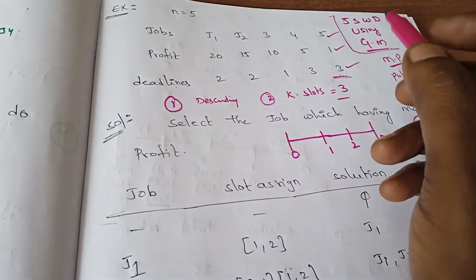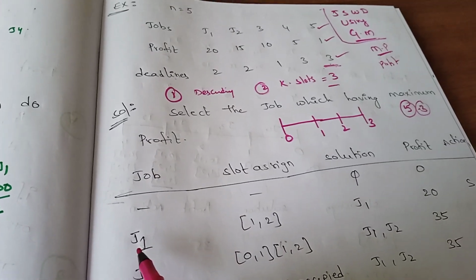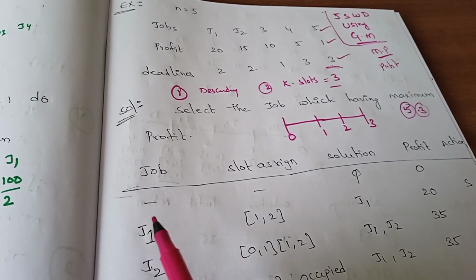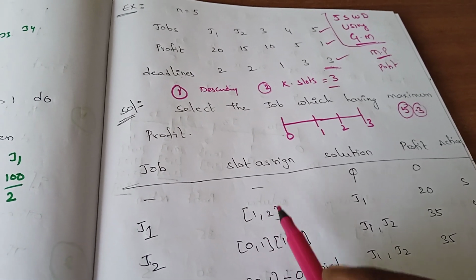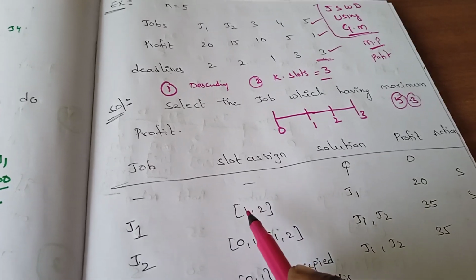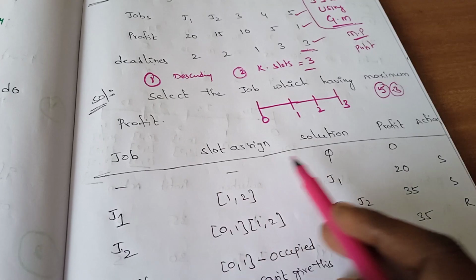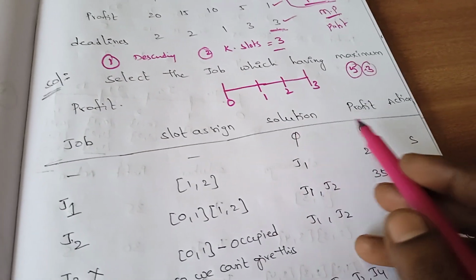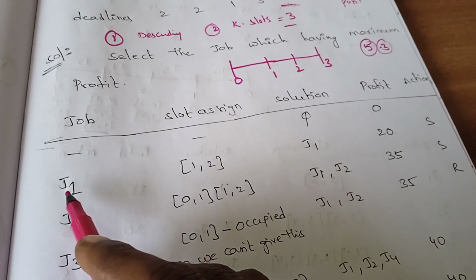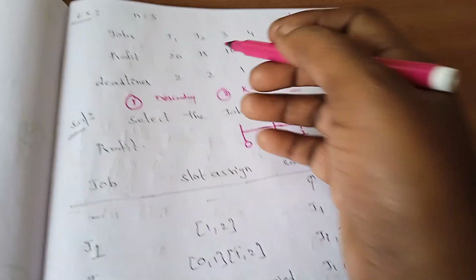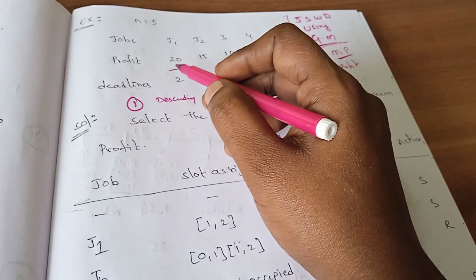Now I am selecting the first job, which is J1. The worst case slot of J1 is 1 comma 2. As it says it will wait up to 2 hours, the last slot I give to J1 to finish. Initially it is all empty, so no solution and profit 0, because I have not performed any job. Now first I'm picking J1 to be done. Why J1? Because among all of these, J1 is the job with the most profit.